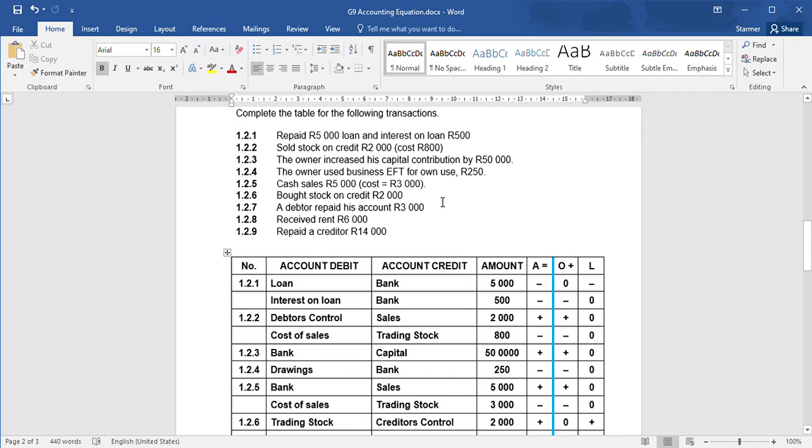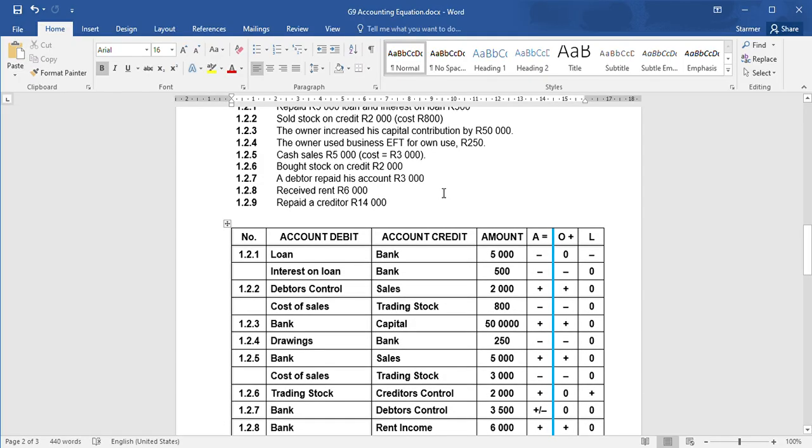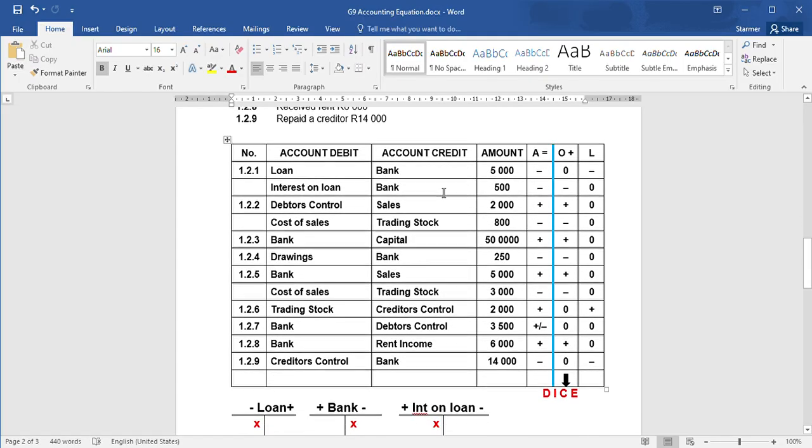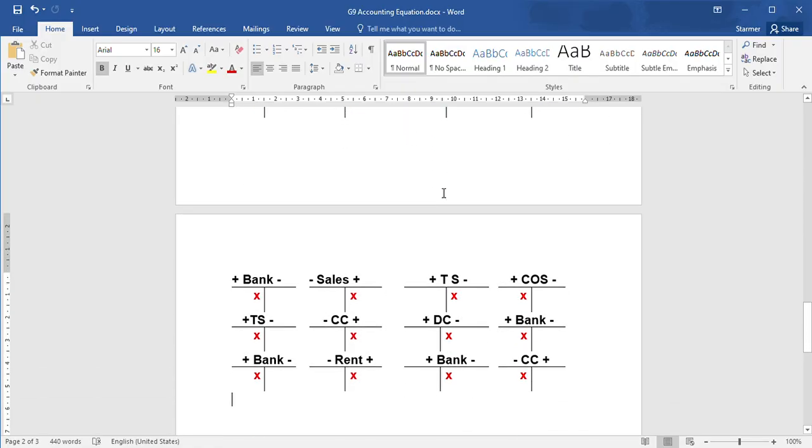Right, then we've got cash sales. Once again, we're selling stock, so we need the 4 accounts to be affected. 2 for the selling price, 2 for the cost price. The selling price this time, though, will not be debtors control because it's cash sales, so it will be bank. Bank is increasing, and sales is also increasing. Trading stock is leaving the business, so it's decreasing. Cost of sales is an expense going up. And then you take these and you fill them in.